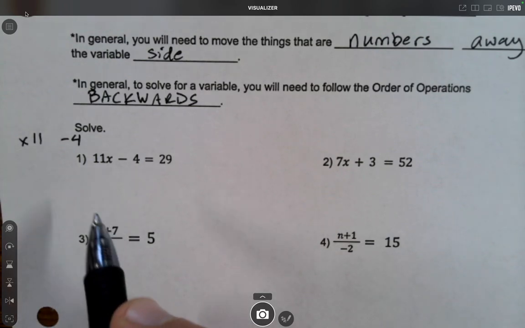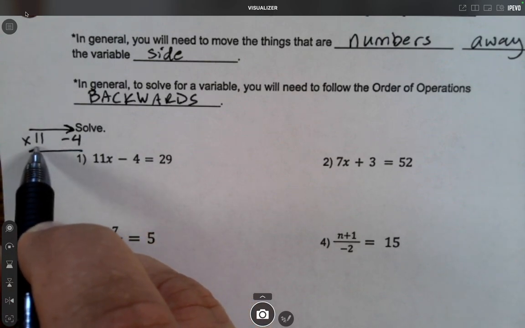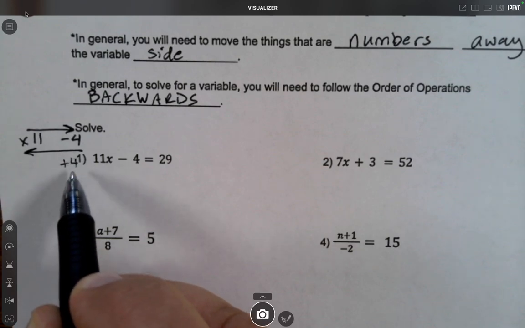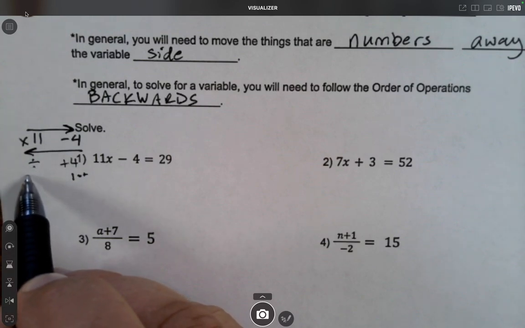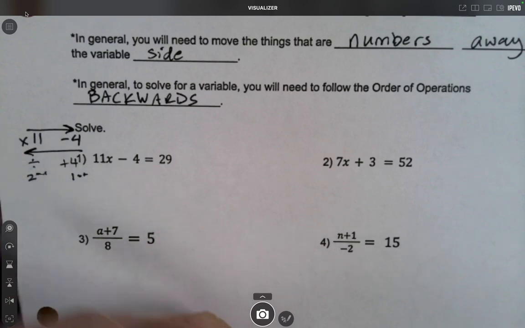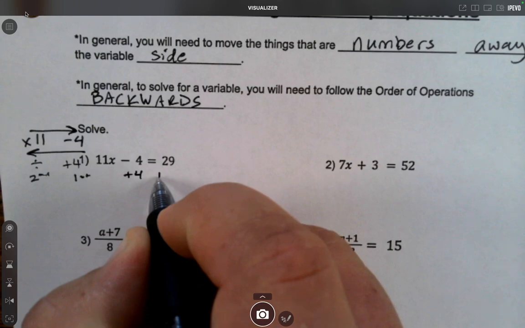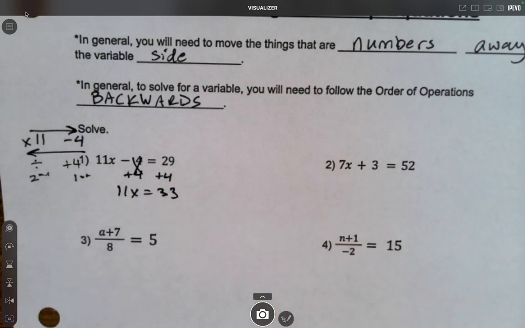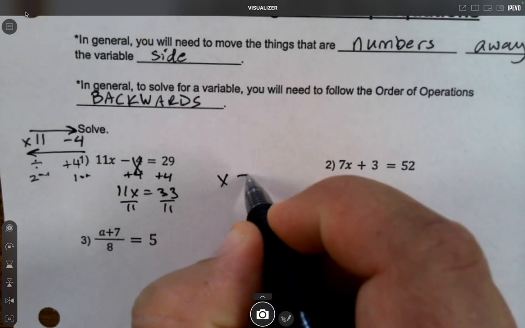So if we want to figure out what they got when they started, instead of moving forward, we need to move backward. Instead of subtracting 4, we will add 4 first, and then we will divide by 11 second. So we're going to do the opposite operations and do it in the opposite order. So 11x minus 4, I'm going to add 4 first.